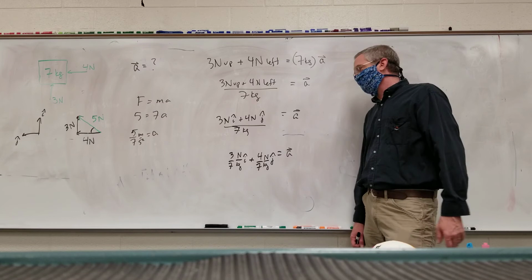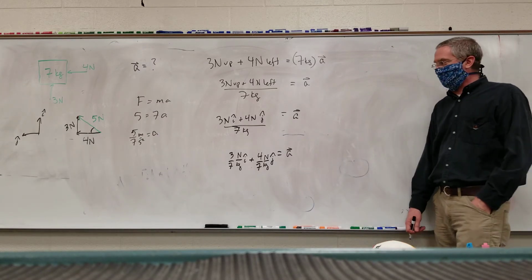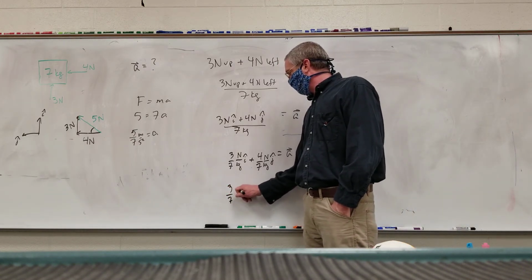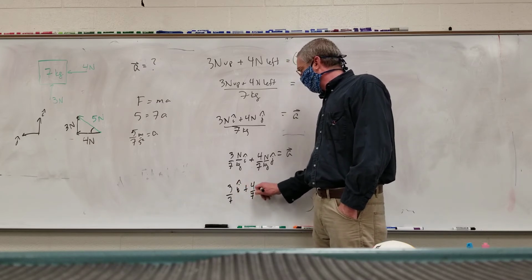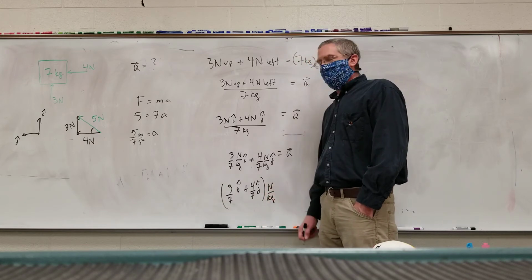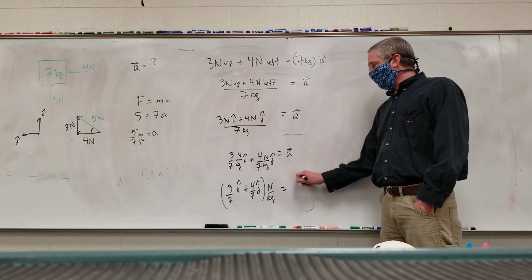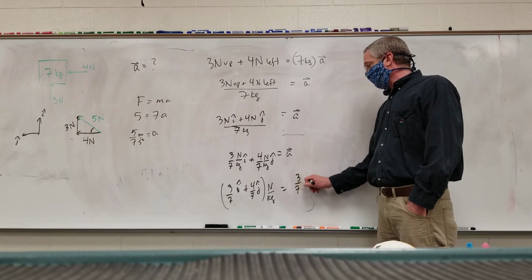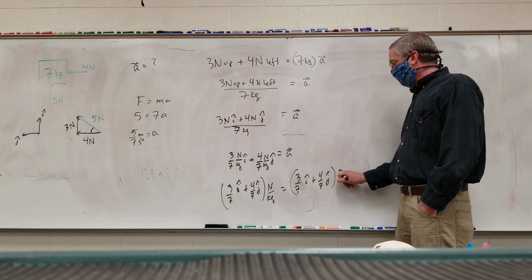Yes. Okay. There are a couple other ways of expressing the exact same answer. 3/7 I hat plus 4/7 J hat. Put the whole thing in parentheses and then write your units out here. Don't forget the parentheses if you're doing it this way. You could also go decimal, but 3/7 I hat plus 4/7 J hat. Meters per second squared also works.